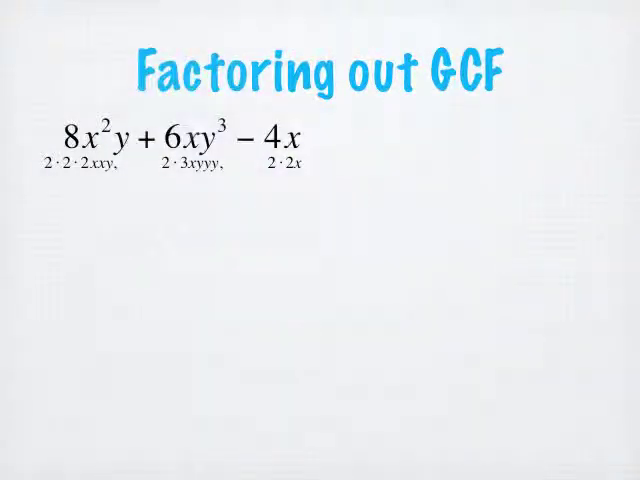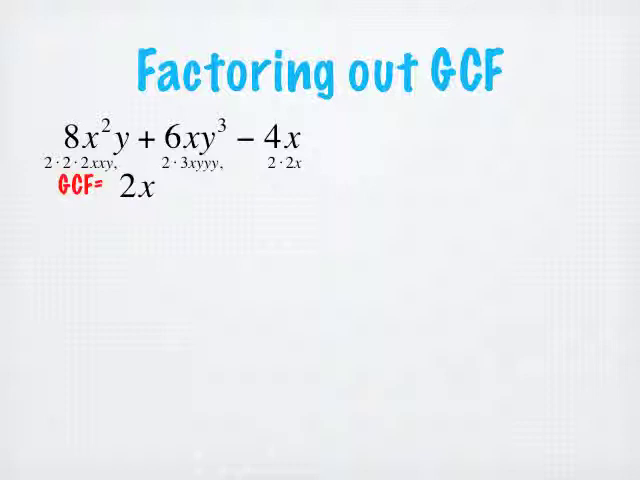So again, these are very similar. These are the same terms that we had before. We've just joined them together in an expression using the plus and the minus. So we have 8x squared y. Remember that the parts that make up 8x squared y are 2 times 2 times 2 times x times x times y. You don't need to write that out, but if it's helpful to think of it that way, then please do. Then 6xy cubed. 6 is 2 times 3, x, and then 3 y's, and then minus 4x, so that's 2 times x. My greatest common factor, we did that in the last video, is 2x, because each of those have at least one 2, and each of those terms have at least one x.